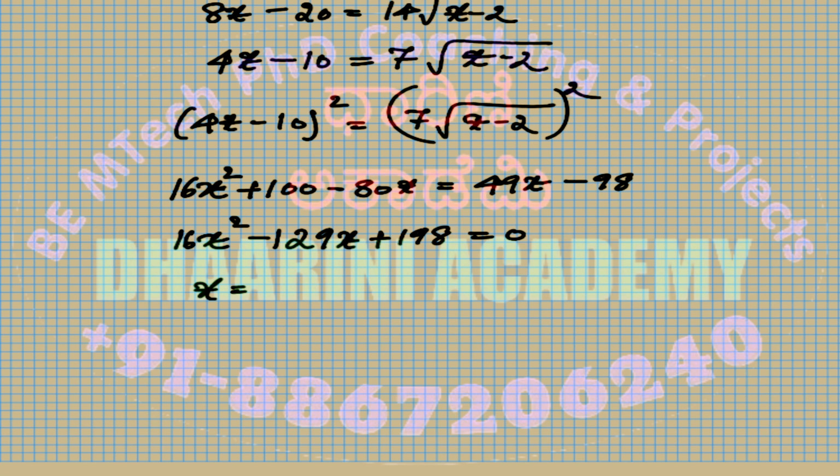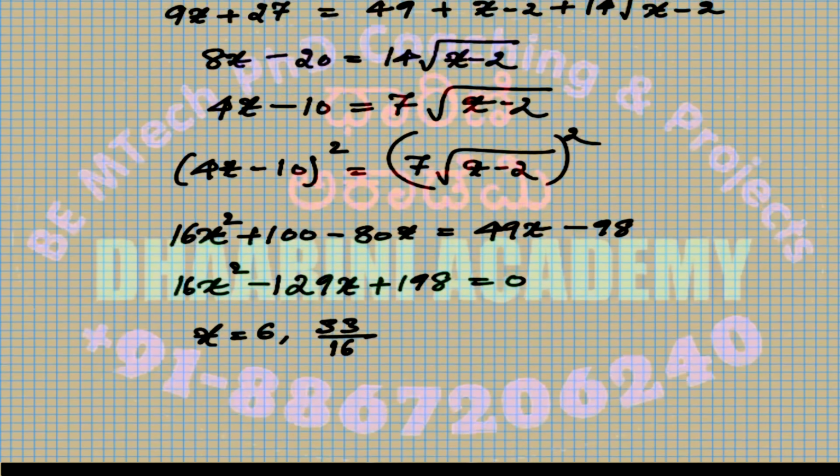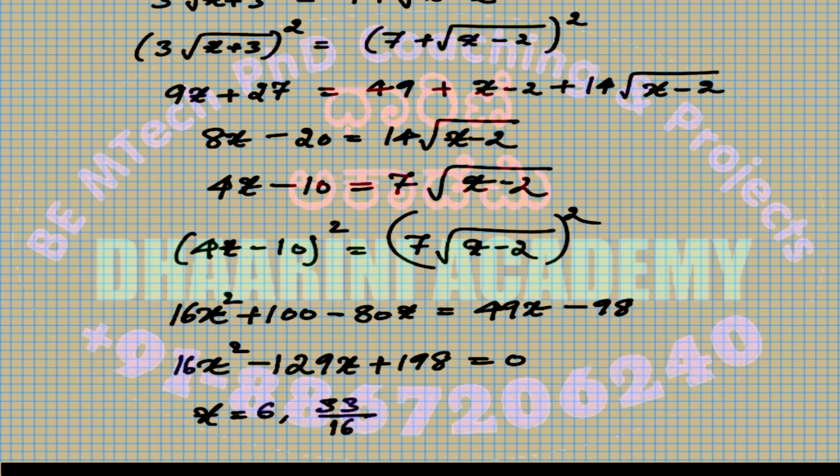Let's find out. So the calculator says the roots are 6 and 33 by 16. Okay, let's check, because when you have square root or cube root of something like that in the equation, both the roots may not satisfy the equation. So let's check. So one is 6, so 3 into root of 6 plus 3, that is 9. 3 into 3 is 9 equal to 7 plus 6 minus 2, that is 4. So yeah, only 6 will satisfy here.